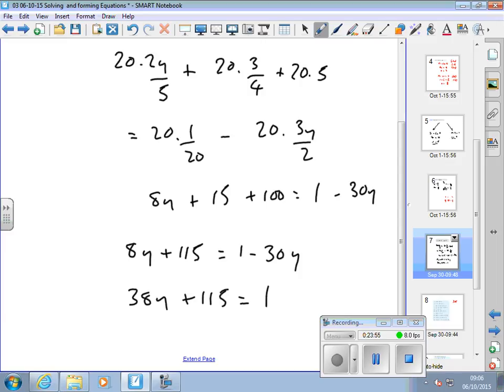Then I'm in the territory where I can carry on now. I can subtract 115 from both sides and then divide by 38. I'm going to get a negative answer. So assuming I've not made any mistakes along the way, which is entirely likely when you're doing these sorts of things, be careful as you go through them.